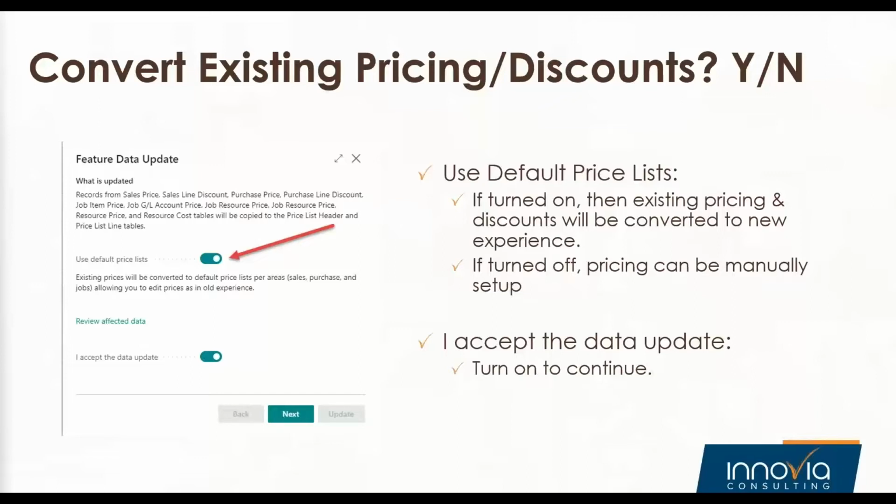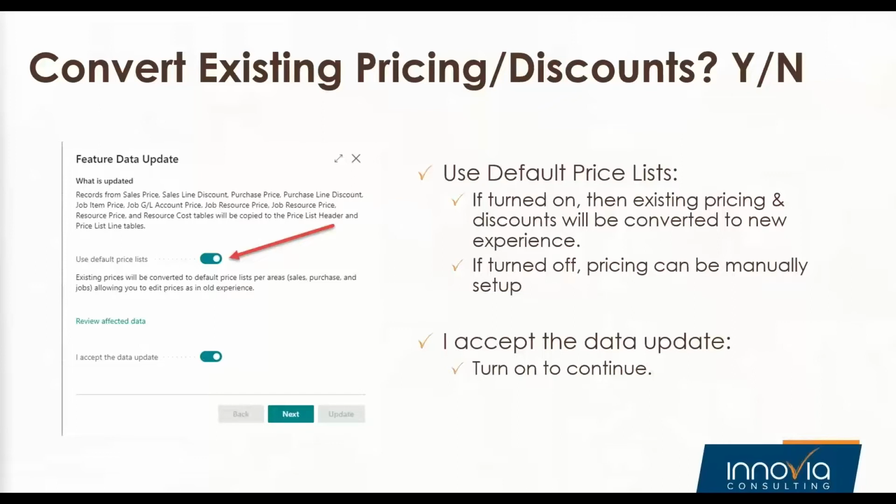We're going to go through two different options for setting up price lists. One is using just one price list for everything, so a default price list, and one is to use a price list per grouping or per customer. Again, we'll go through that in a bit. We'll show you the differences. If you're just going to use a default price list, I recommend turning this on. If not, I recommend turning it off and just using a tool like Rapid Start to convert your pricing and discounts.